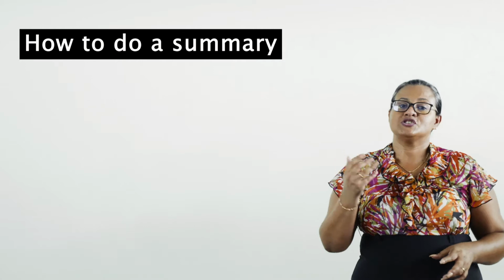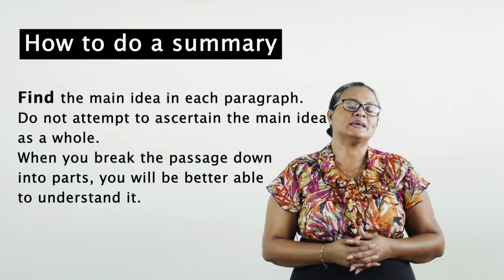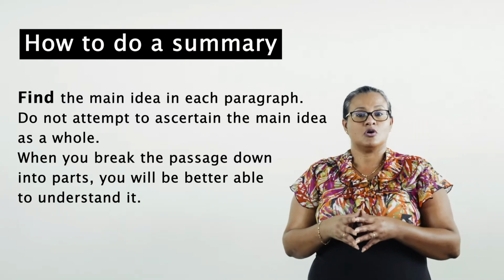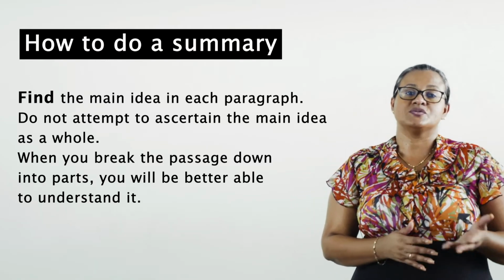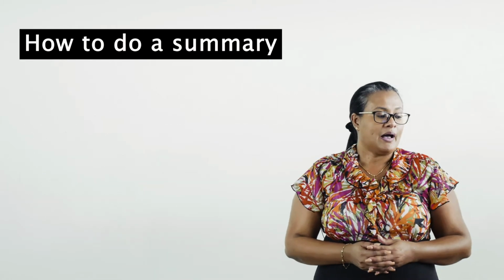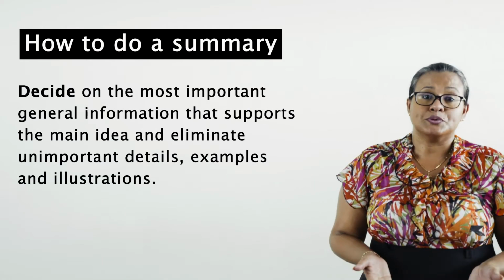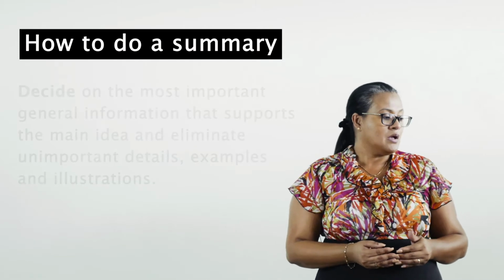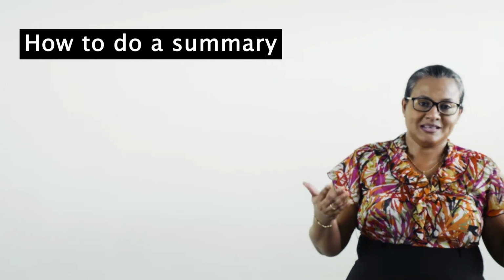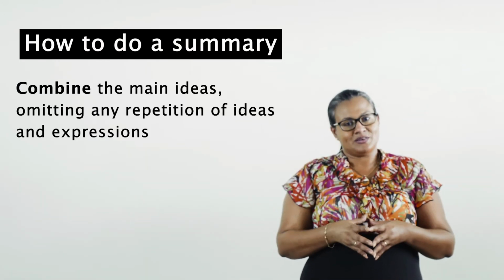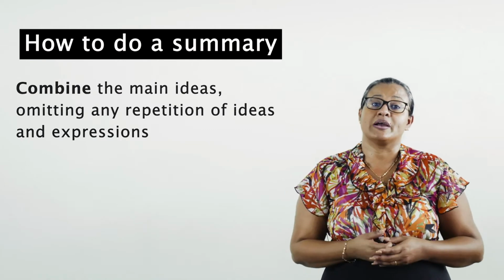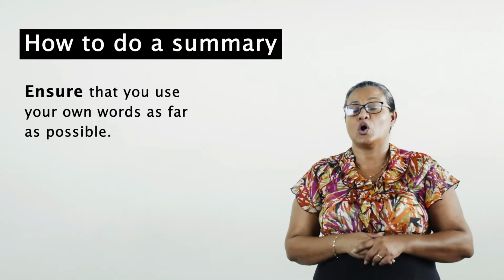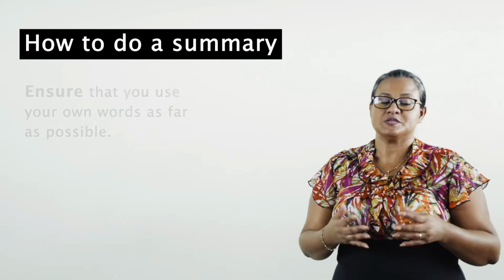Then, of course, because we are looking for the main ideas, you look at each paragraph and you try to determine what is meant or what is said in each paragraph as it relates to the topic as a whole. And then, of course, you decide on the most important details, you decide on the main concepts, and you move from there. Then, because we have to make a summary into a whole, we're going to combine that main idea and that summarized set of details. And then lastly, of course, we are going to ensure that we use our own words as best and as far as possible.